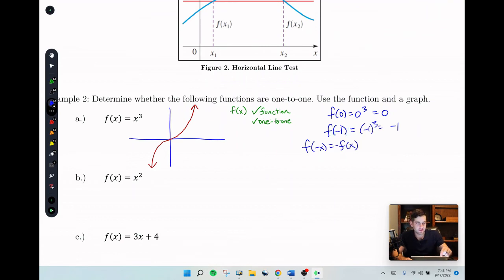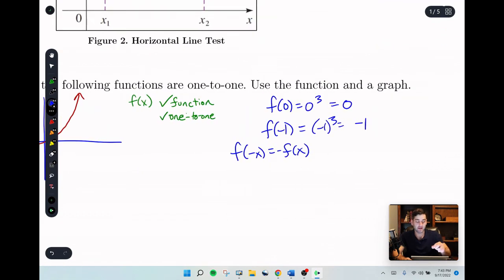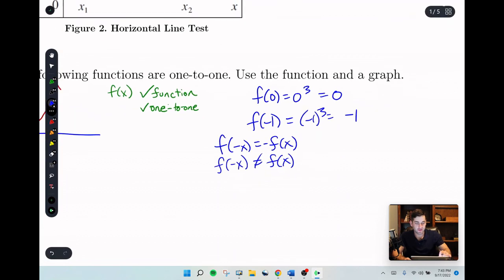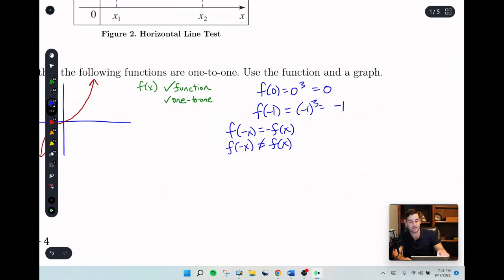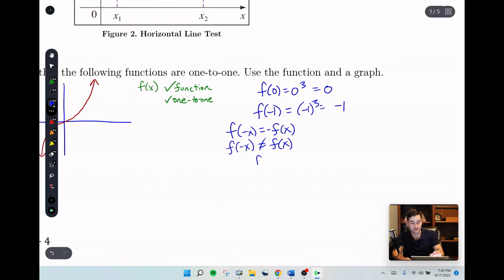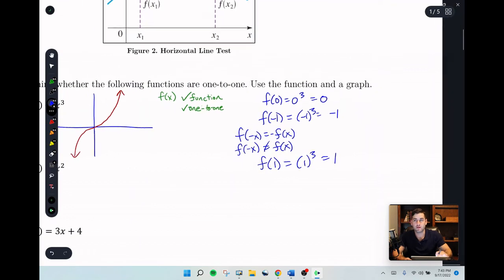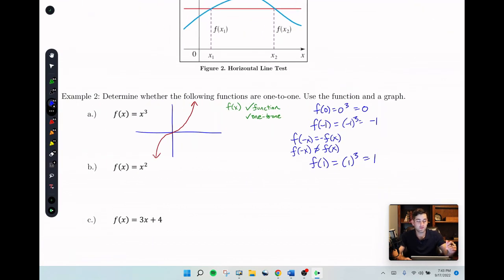So if we're looking at this function, we're saying f of negative x, if it throws the negative on the outside, then f of negative x is never going to be the same thing as f of x, right? Because it can't be. This is just a long way around saying that f of negative 1 is not going to be the same thing as f of 1, right? So this function is different in the positive and different in the negative.